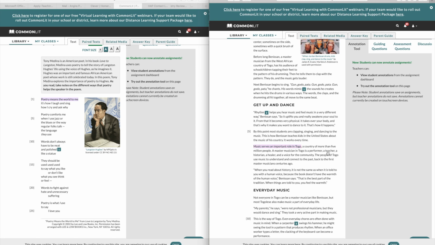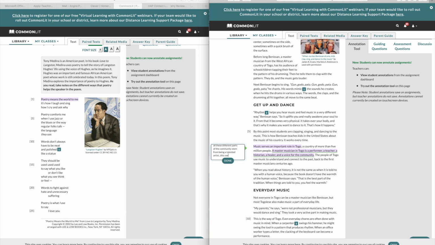A master musician in Togo is a performer, a teacher, a historian, a healer, and a voice for the community. Wow, that's a lot of different roles that you could take. So if I'm a master musician, then that means I encompass all of these different parts of a community. I'm going to make a note here, and I'm going to say all these different parts of the community stem from being a talented artist.